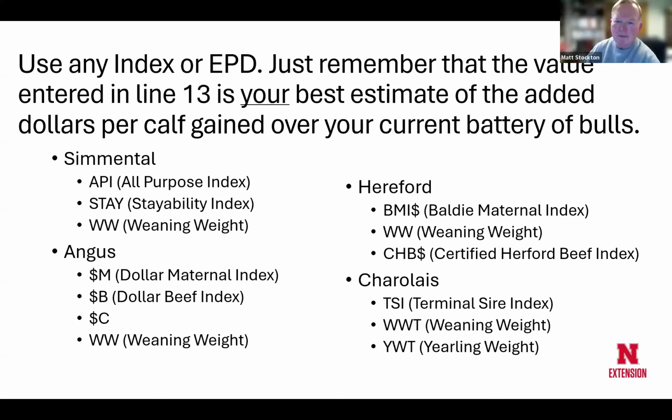Haven't some indexes been adjusted for going to a different breed? They have adjustment factors for some of them. Hereford has the Baldy Maternal Index, so that would be Hereford bulls that work on a black cow to produce a good maternal female. There's an example of that.